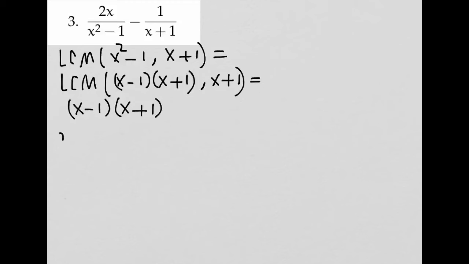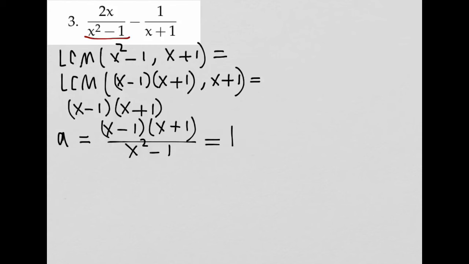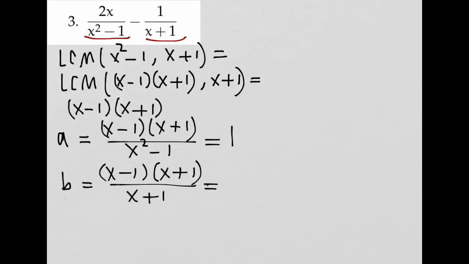Next, let's compute a, which is the least common multiple of the denominators, x minus 1, x plus 1, divided by x squared minus 1. Well, that's simply 1. And b is the LCM, x minus 1, x plus 1, divided by x plus 1, and that's equal to x minus 1.